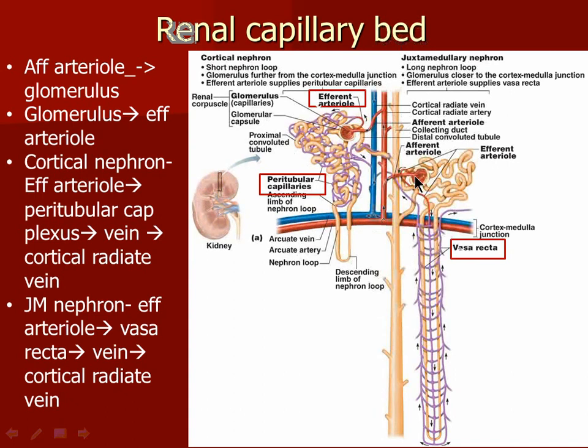So again you have an afferent arteriole, glomerulus, then you have the efferent arteriole. But the efferent arteriole, instead of breaking up into a peritubular capillary plexus, actually breaks up into long, straight blood vessels which are known as vasa recta. Notice that? Just a little difference, just the way the blood vessels are. And these blood vessels in turn drain, similar to this, into the interlobular or cortical radiate vein, which goes into the arcuate vein and then interlobar and then segmental and out of the kidney.